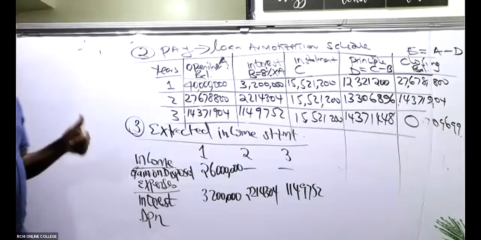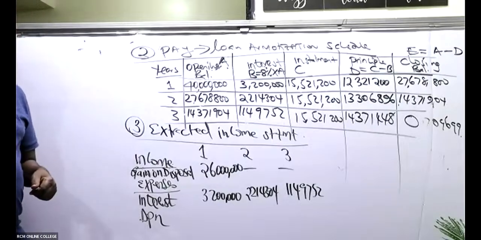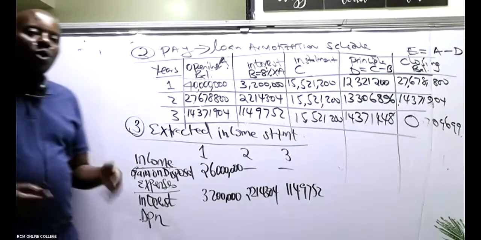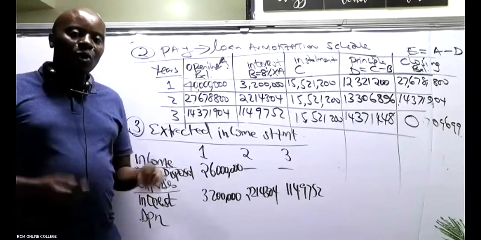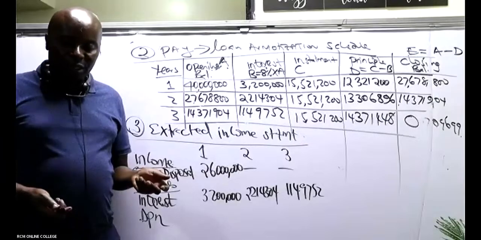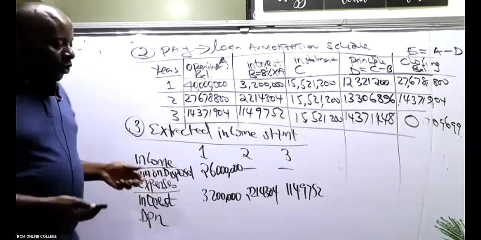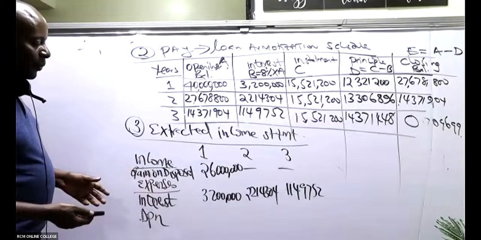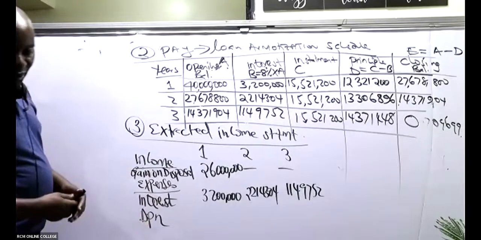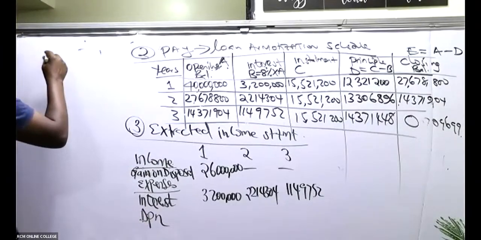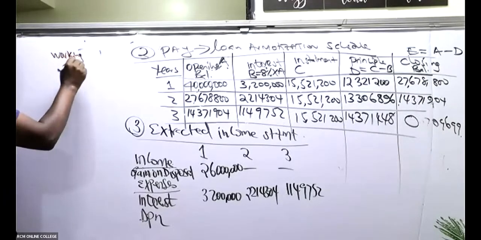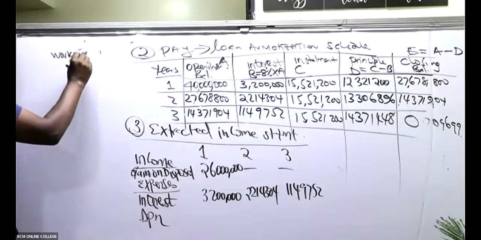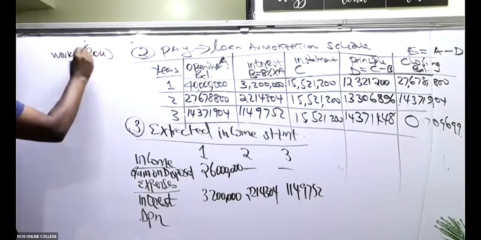Then we go to depreciation. For depreciation, you need to know your asset value. So you need some other working here, a working for depreciation. How do we do this working? We have in this case, ladies and gentlemen, a working for right of use.